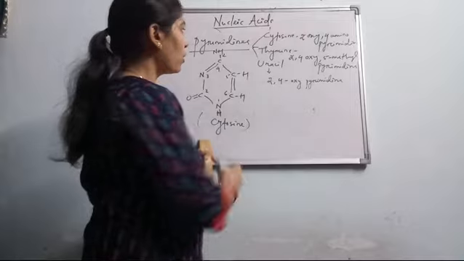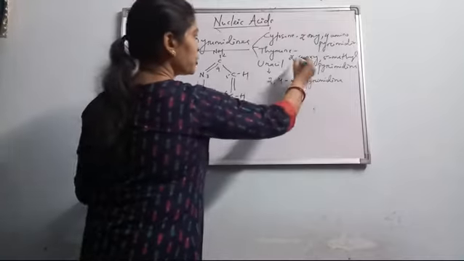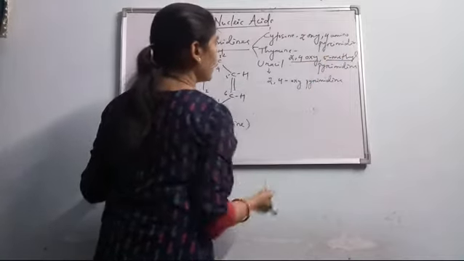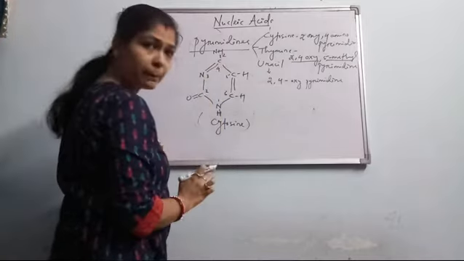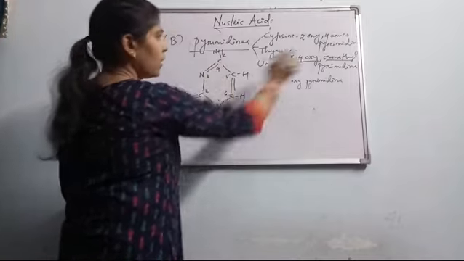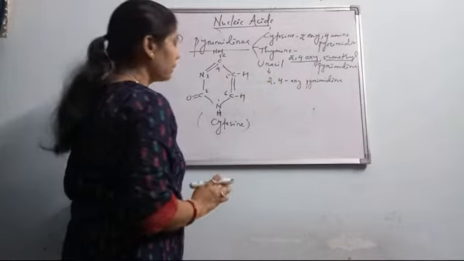Okay, then about thymine. Thymine is 2,4-oxy 5-methyl. Means in the second position and fourth position oxygen will be present. In the fifth position methyl CH3 will be present.